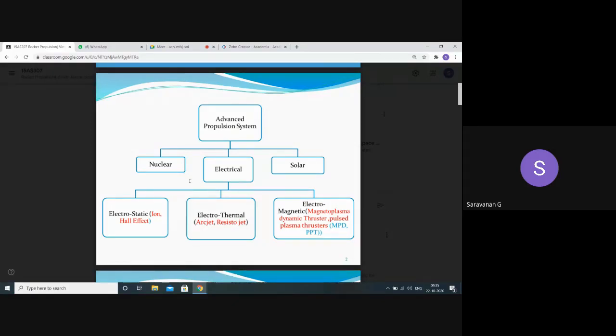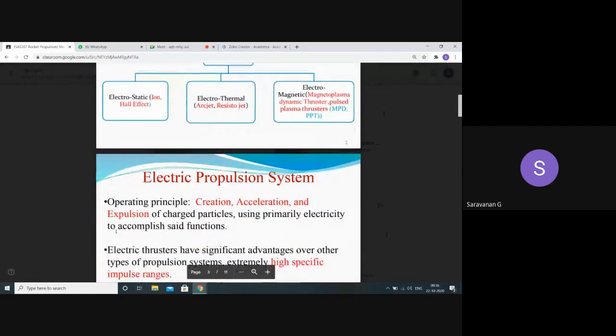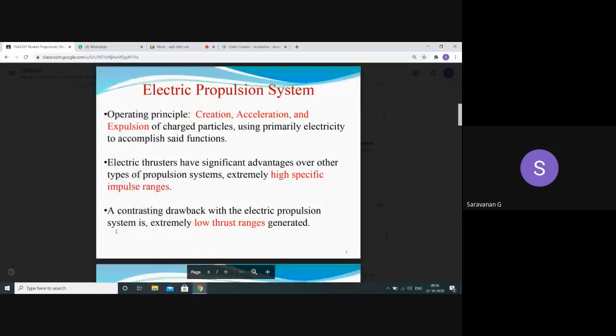It's not a new technology; it's in progress. Many people are doing projects. Our students are also doing projects in the final year using these principles. Compared to the chemical system, it is easy to develop, fabricate and analyze. So with that basic discussion, we'll enter the first category, the electric propulsion system.